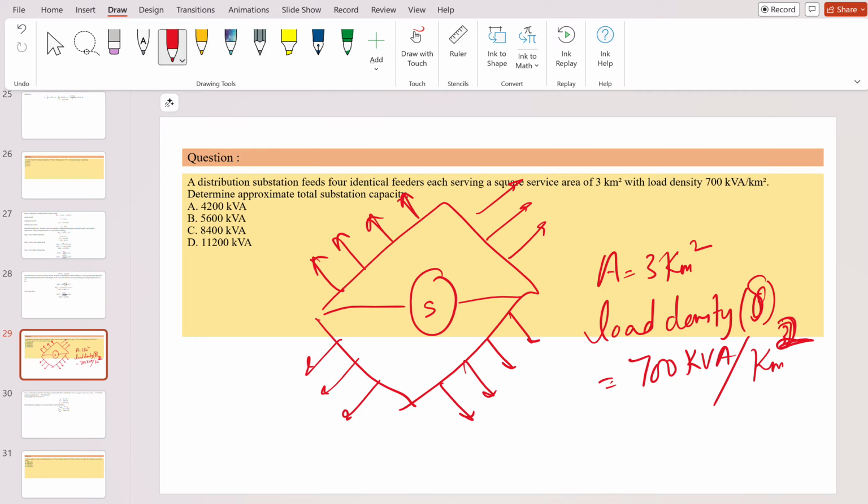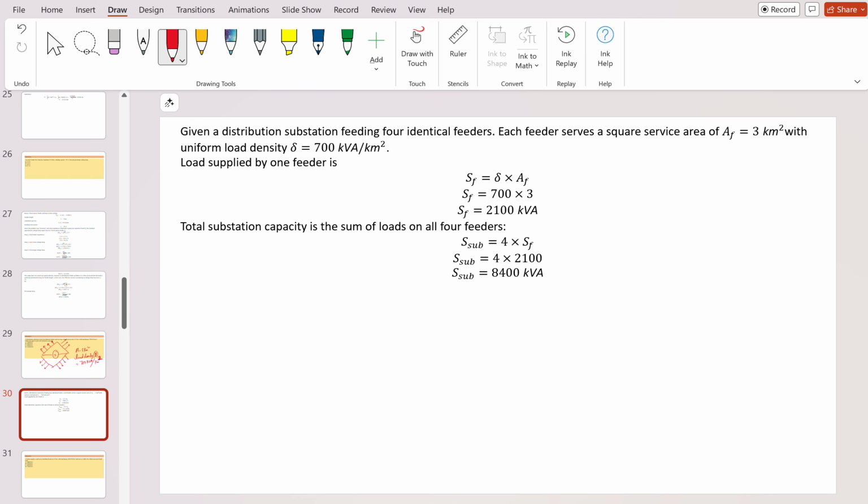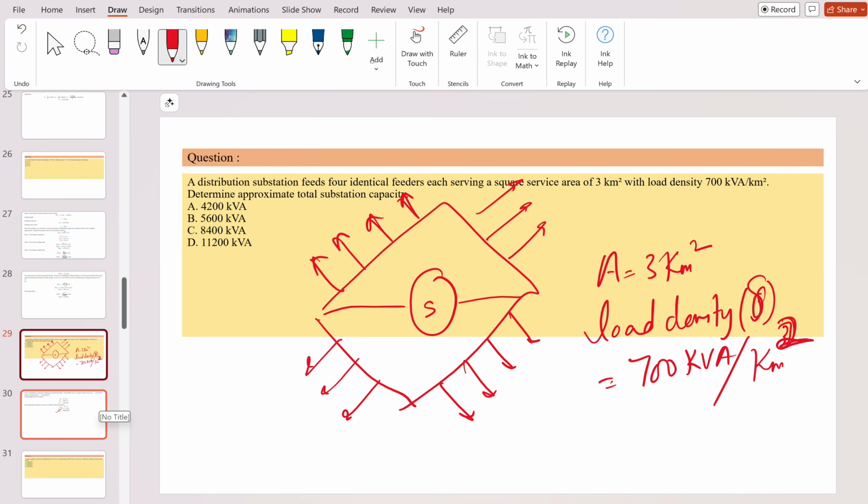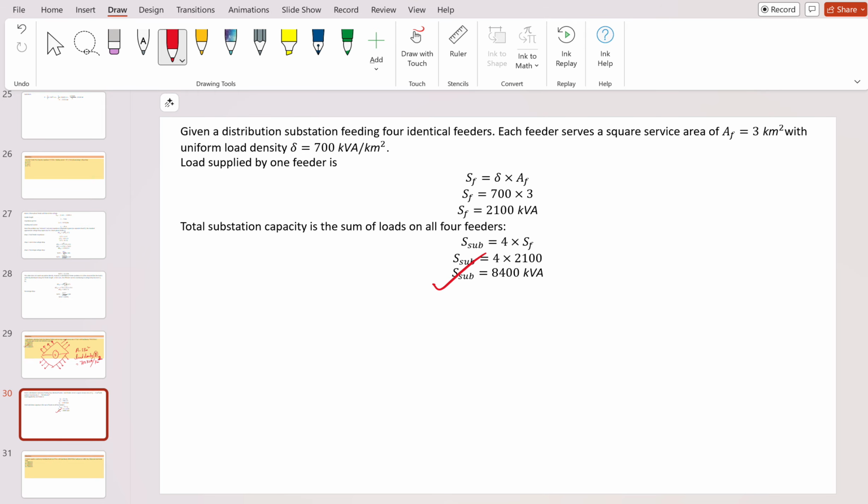Okay, option C I've got. Let us check. That is correct. You just have to remember option C, what you guys wrote. That's true. So you just have to remember one formula: S F is equal to delta times A F.